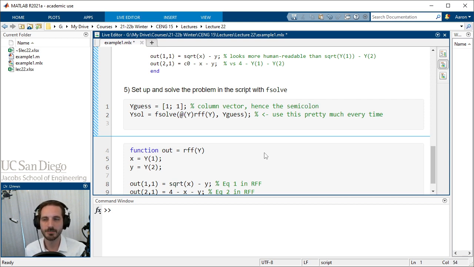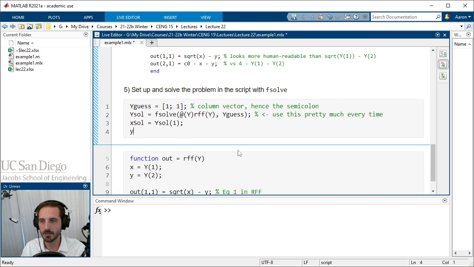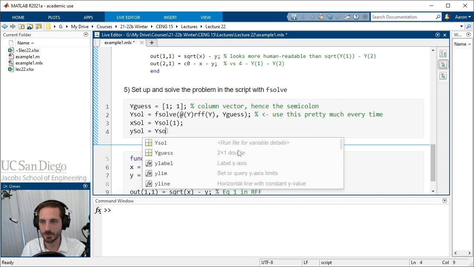It will often solve it okay if you give it a row vector, but every once in a while you get into a problem with mixing up row vectors and column vectors. You can then extract the values of xsol and ysol. This is going to be ysol of 1, and ysol is going to be capital Ysol of 2.